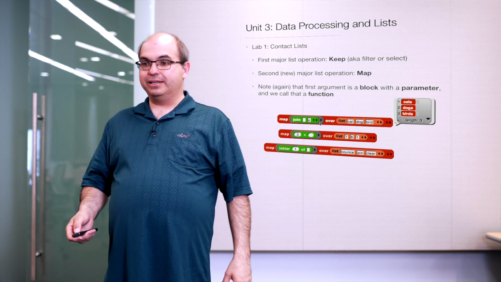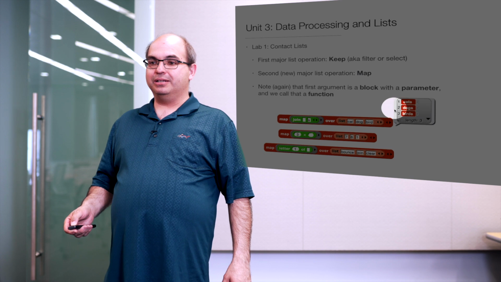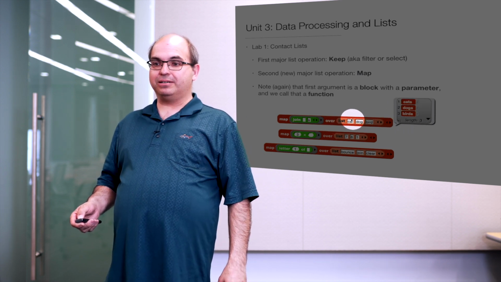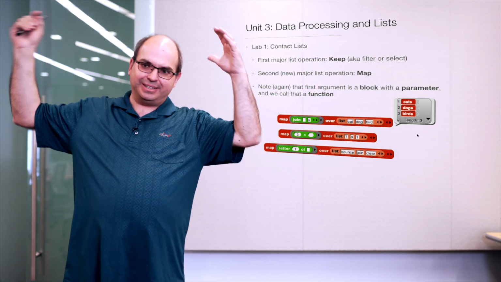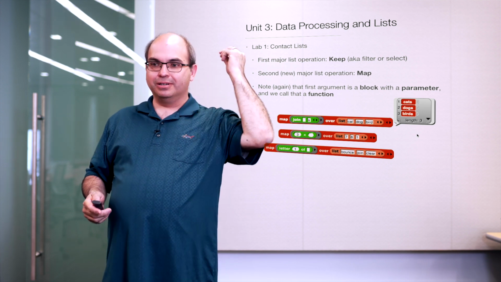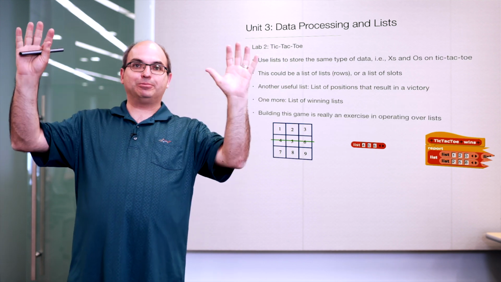And you can see that that is exactly what the map function returns. Here's the value that it returns. And you see that it's a list of 3 elements because I gave it a list of 3 elements: cat, dog, bird, and it returns cats, dogs, birds. That's how map works. That's all there is to map. That is the second major list operation. Keep, map.